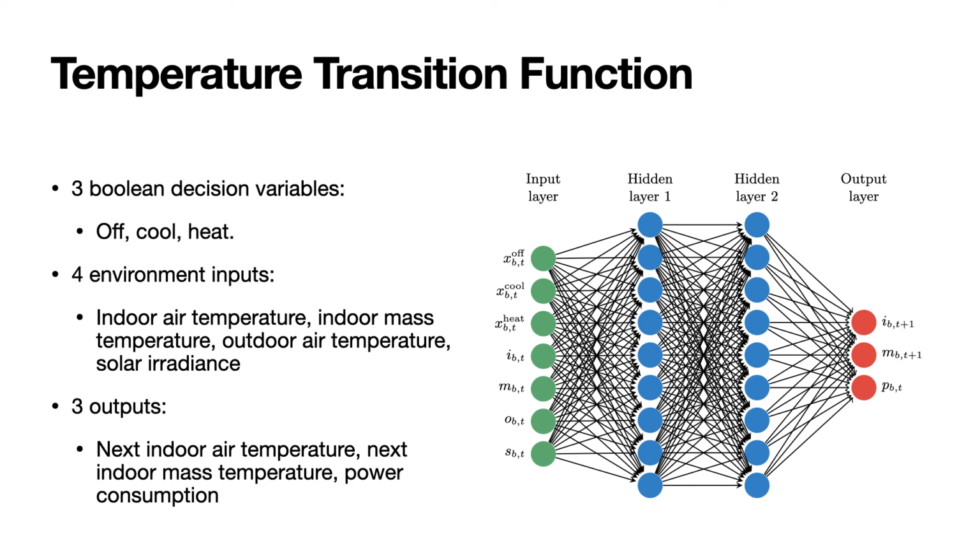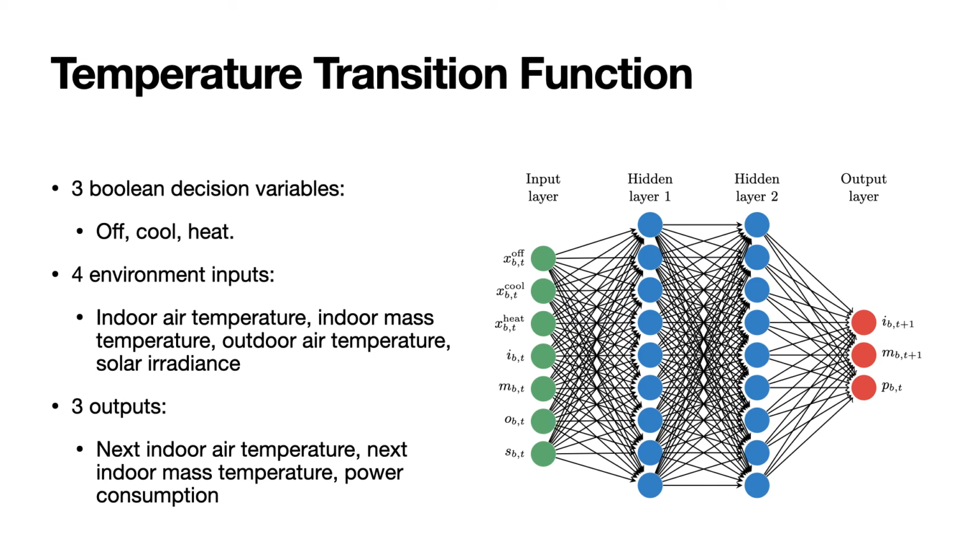We used this neural network architecture shown on the right. We train one of these for every building. It has 3 Boolean decision variables as inputs, xoff, xcool, and xheat. Only one of them can take value 1, and the value 1 means that the air conditioning is either off, cool, or heating in time step t.